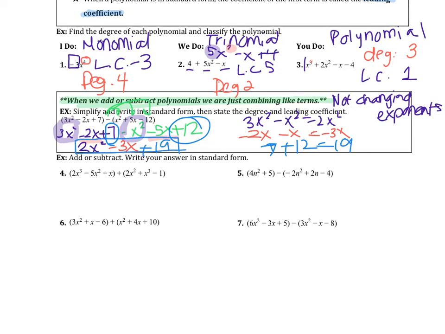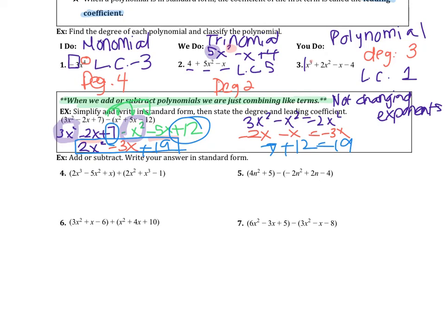So again, if you're adding, you're just combining those like terms together. If you're subtracting, then you're going to go ahead and distribute that negative sign first, and then you're going to combine like terms. And we want to make sure that our answers are in standard form. So let's look at number 4.